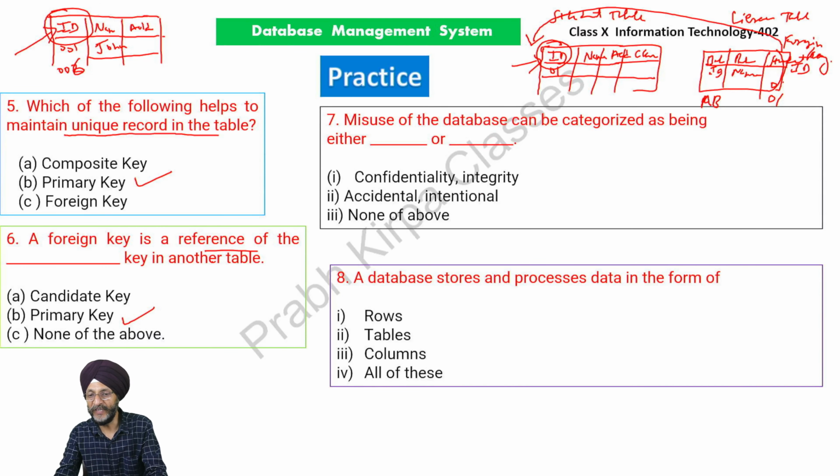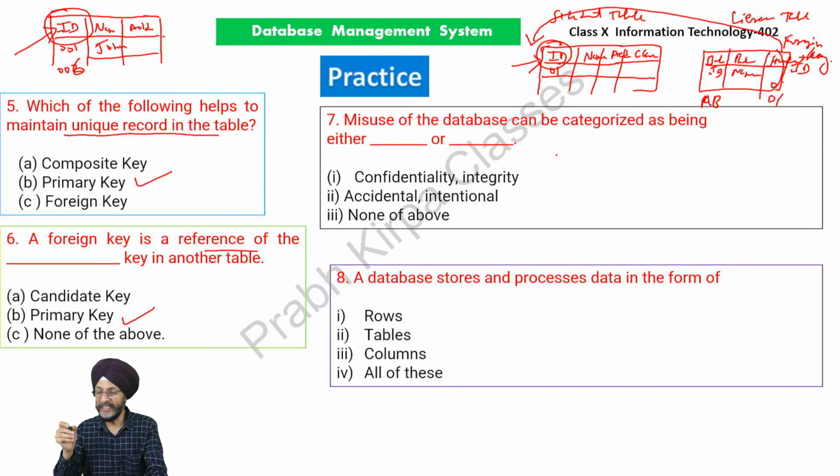Next, misuse of database can be categorized as confidentiality, integrity, accidental, or intentional. It can also be understood with the help of an example. Suppose we have two sister concerns. We send the data of our suppliers to our sister concern through an email. Through an oversight, we have sent the email to a wrong address, and that person has misused the data. So it can be classified as misuse of database.